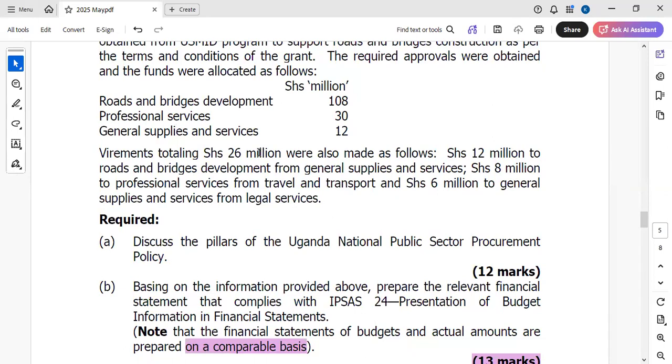What you're doing is virement. What you're doing is virement, as long as it is within the entity. Whatever you are doing, the reallocation, as long as it is within the entity, then that is virement. But if what you're doing involves other entities, then that is not virement. That is a transfer.